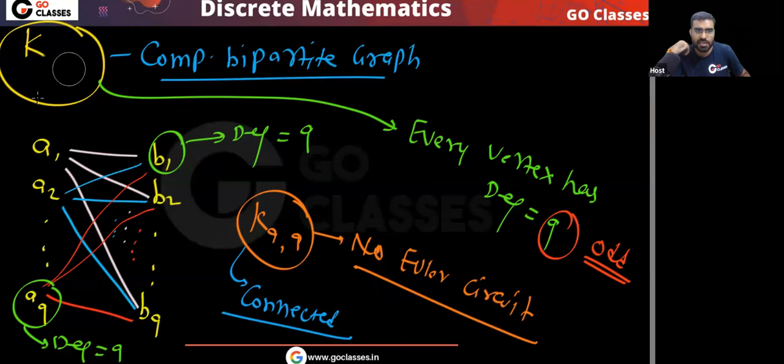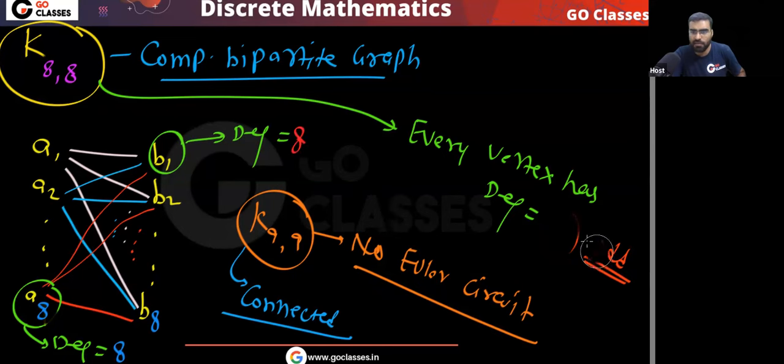Now the next graph is K88. Tell me, here you can notice, how many vertices do you have? You have K88. It's like A1 to A8 and B1 to B8. So this vertex has degree 8. And also you can note this vertex has degree 8. Every vertex has degree 8, and that is even. So yes, there is an Euler circuit.